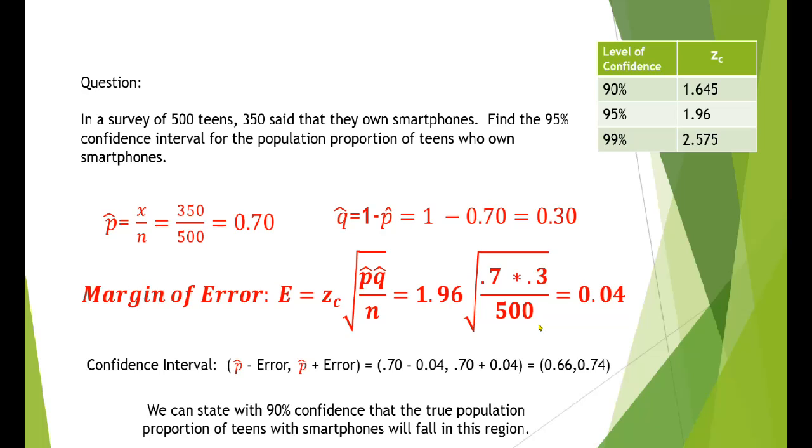The confidence interval then is the point estimate p hat minus the error, comma, p hat plus the error, which turns out to be 0.66, comma, 0.74. So we can state with, that should say 95% confidence, that the true population proportion of teens with smartphones will fall in that region.